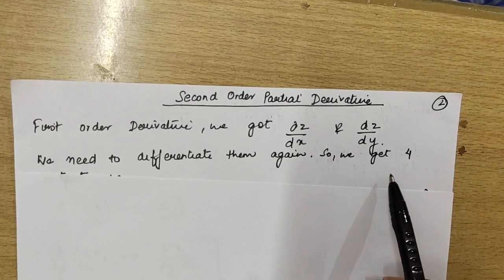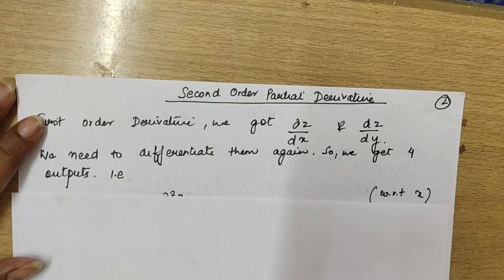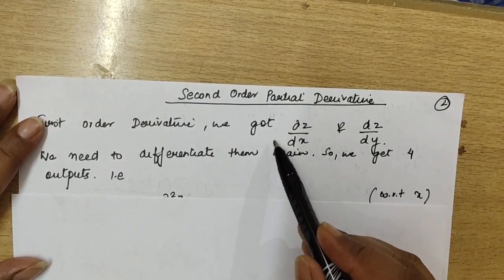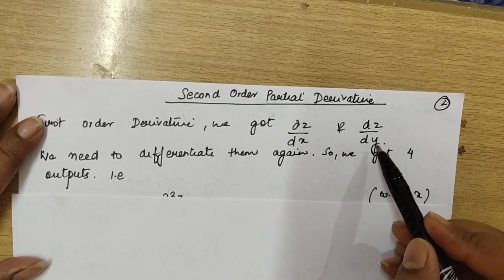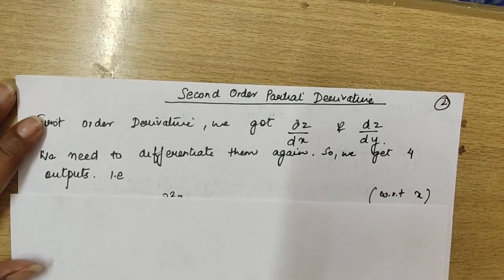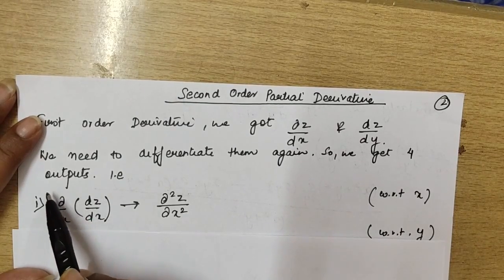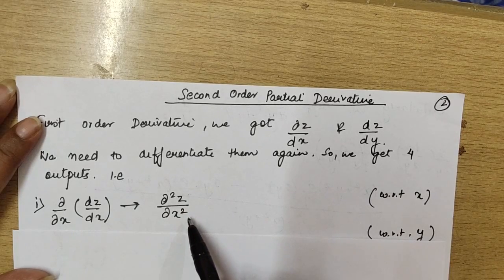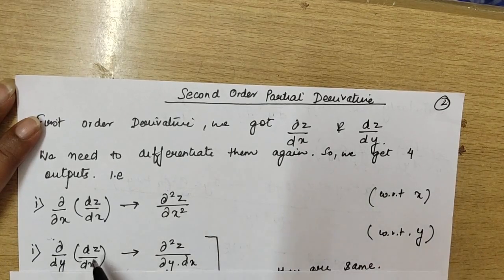Can you guess how many results we will get? We will get 4 outputs over here. Why? Because we need to differentiate this once with respect to x and second with respect to y. Again, we need to differentiate this with respect to x and then with respect to y. For example, this is delta z by delta x. We are differentiating this with respect to x. We get delta square z by delta x square. Right? Now, we differentiate this again with respect to y.